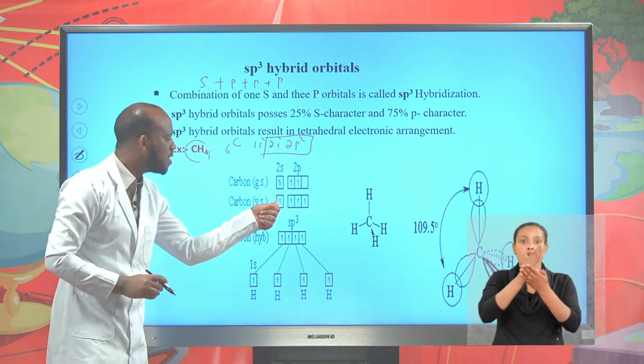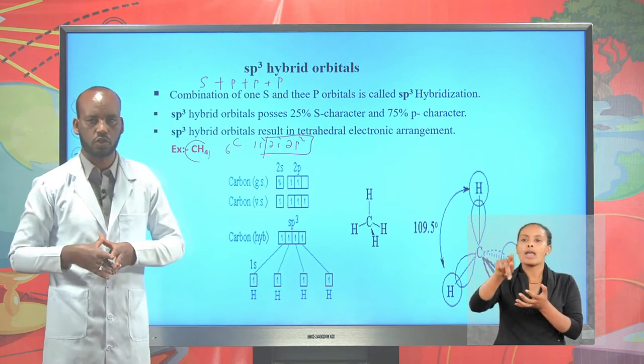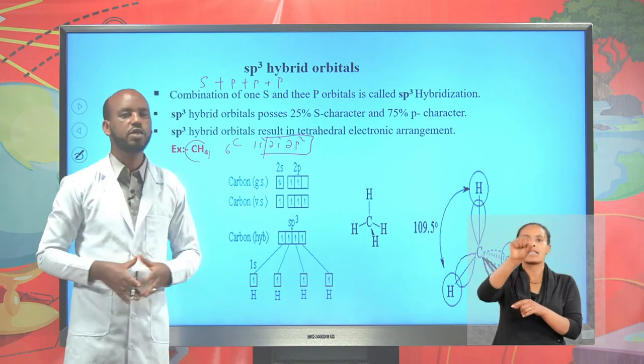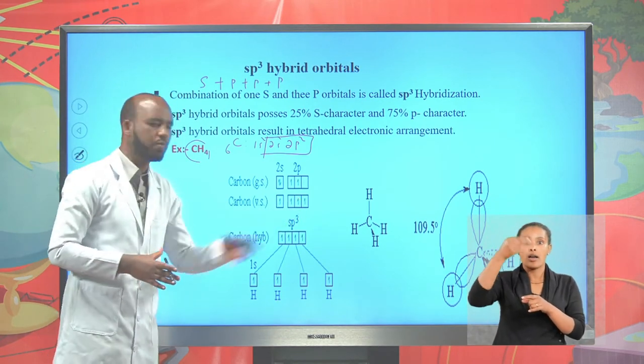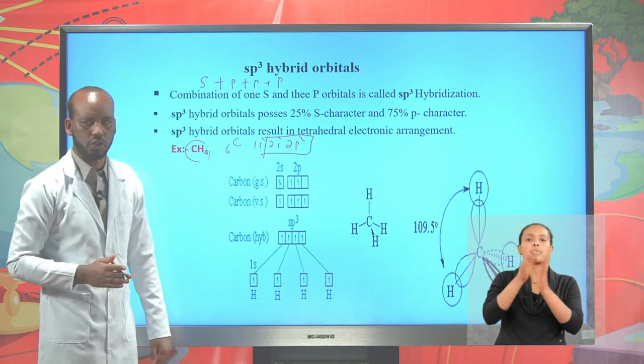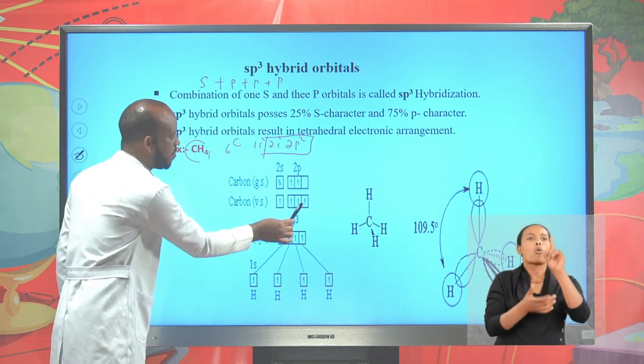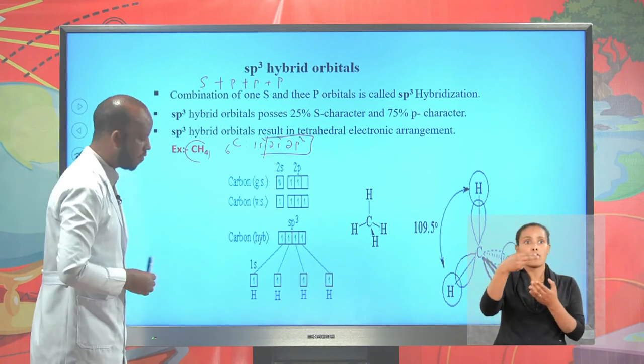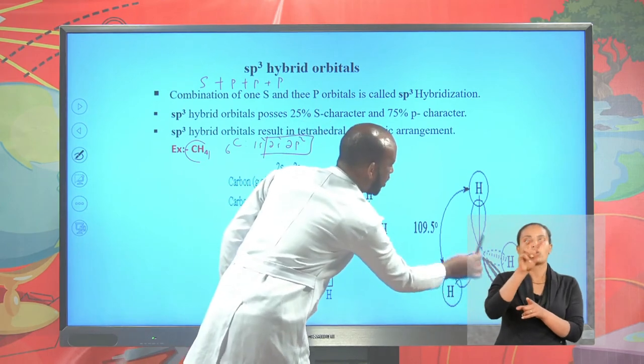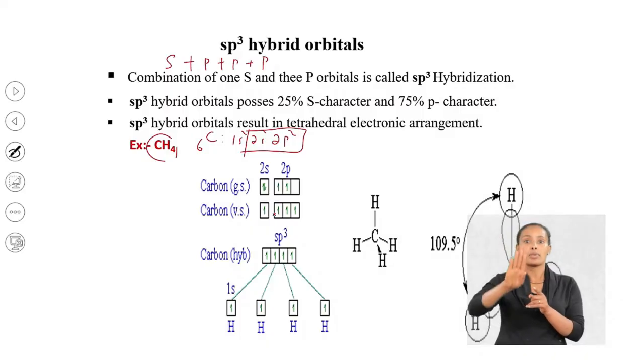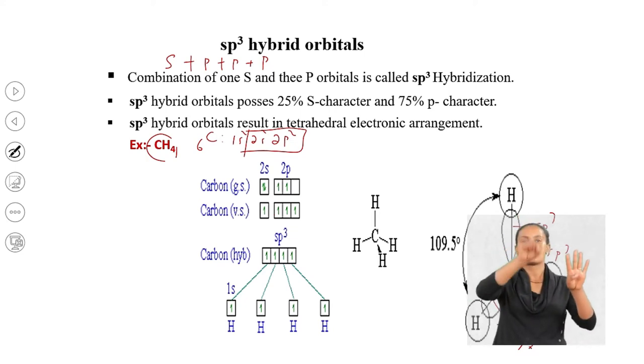Now, the 1s atomic orbital is mixed with 3p atomic orbitals to form 4 sp3 hybrid orbitals. The number of hybrid orbitals formed equals the number of atomic orbitals mixed. How many atomic orbitals are mixed? 1, 2, 3, 4. How many hybrid orbitals are formed? 4 hybrid orbitals are formed. Each hybrid orbital is half-filled. These are the 4 sp3 hybrid orbitals. Each hybrid orbital has 1 electron.